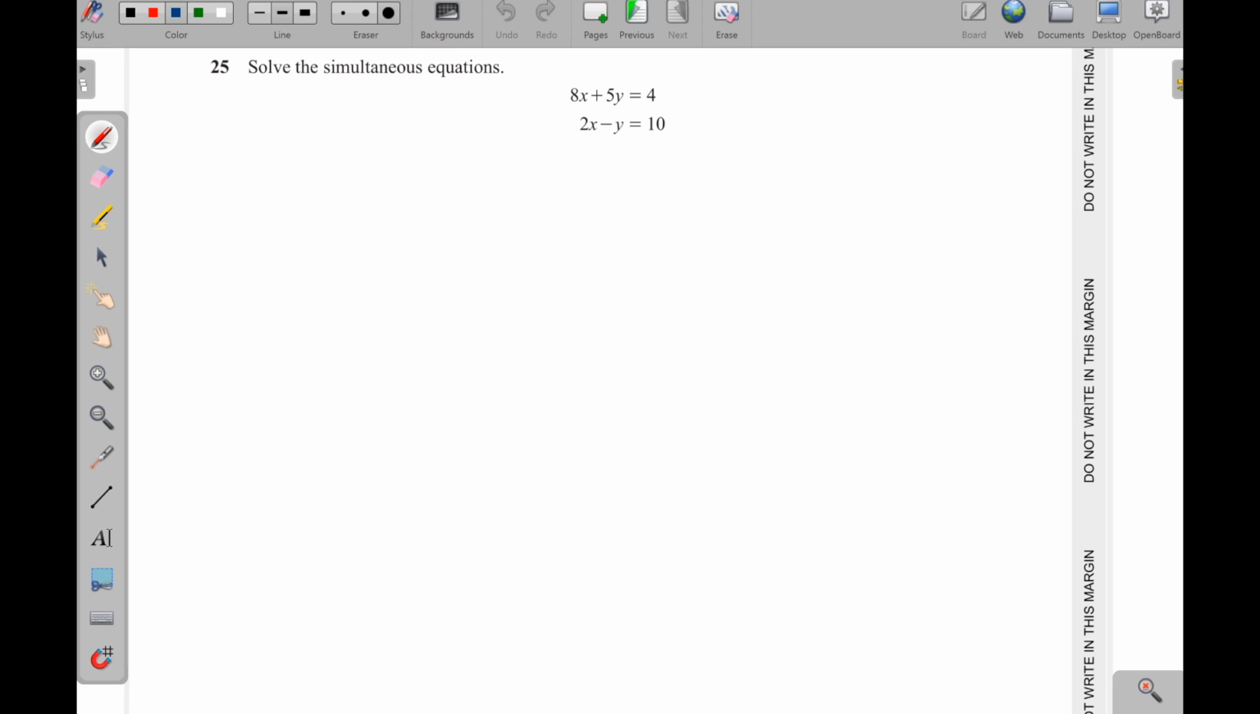Then lastly, question 25, solve the simultaneous equations, these ones here. Now, there are many methods we can use. We can use elimination method.